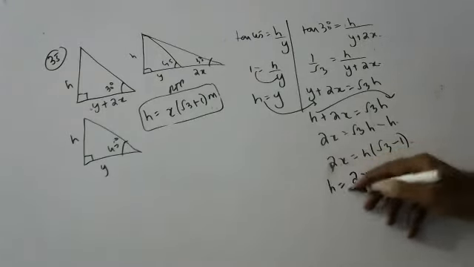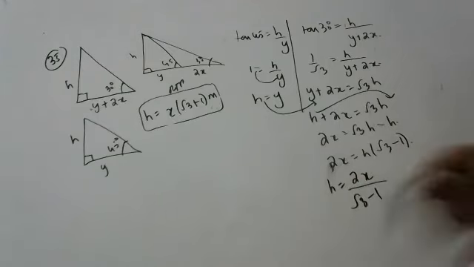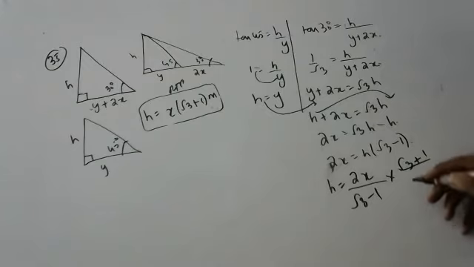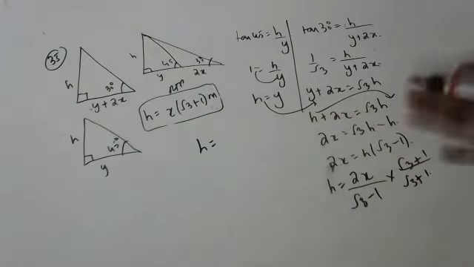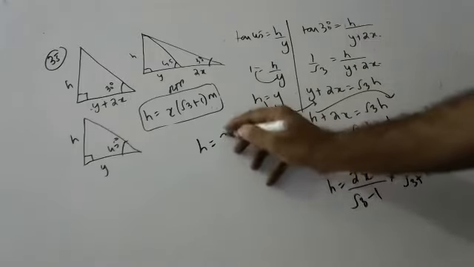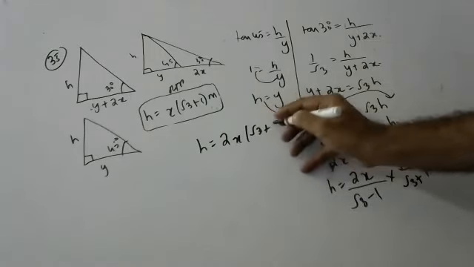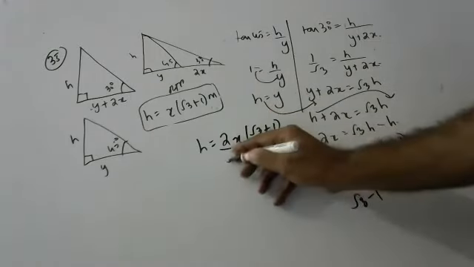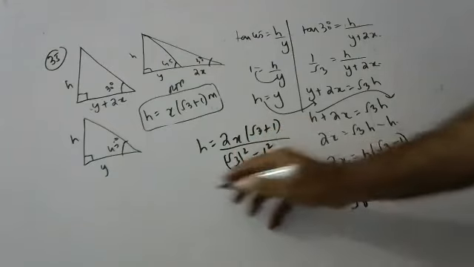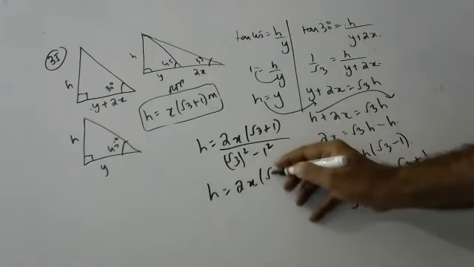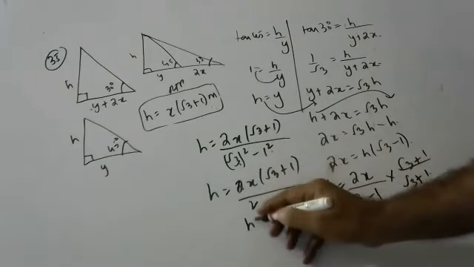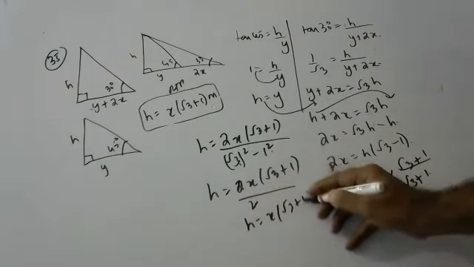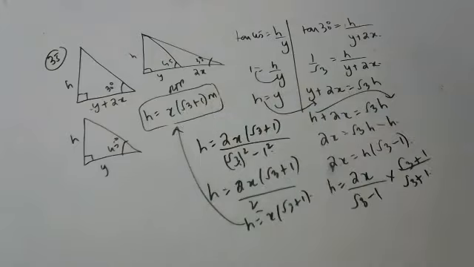H is equal to 2x by root 3 minus 1, rationalization into root 3 plus 1 by root 3 plus 1. 2x into root 3 plus 1 by root 3 whole square minus 1 square. H is equal to 2x into root 3 plus 1 by 2. 2 cancels. H is equal to x into root 3 plus 1. Hence proved.